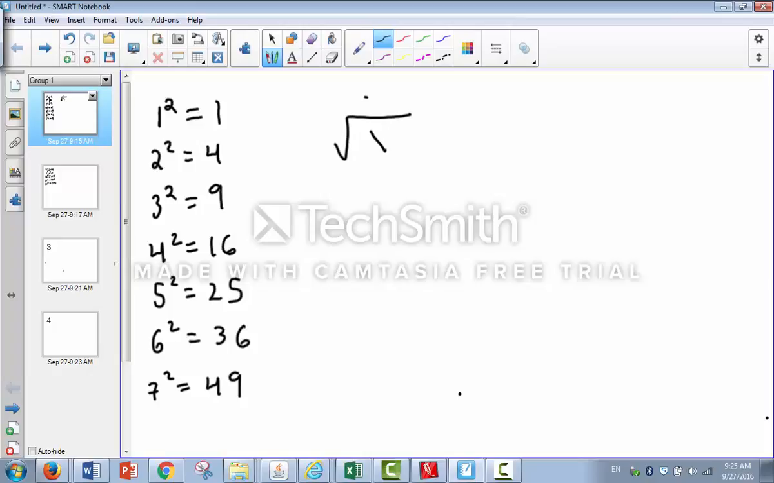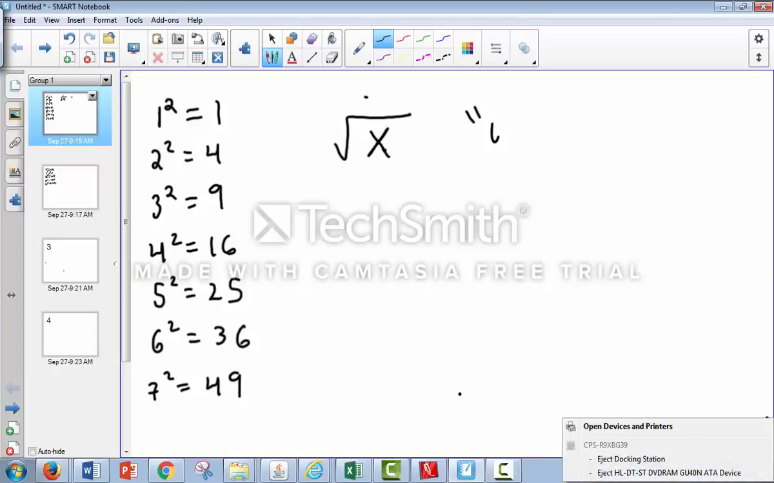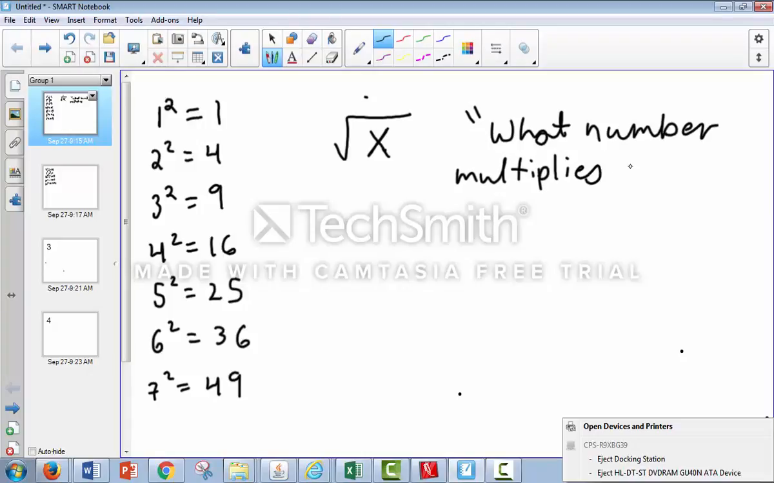If I have a square root of any number x, I am asking what number multiplies by itself to get x. And x, the number underneath your square root, is always called the radicand.